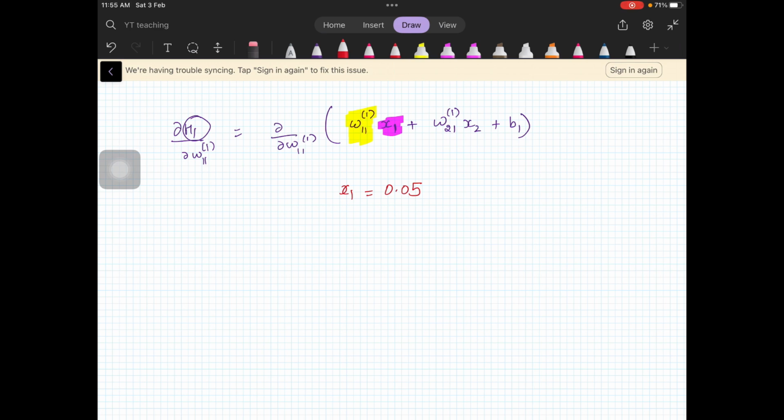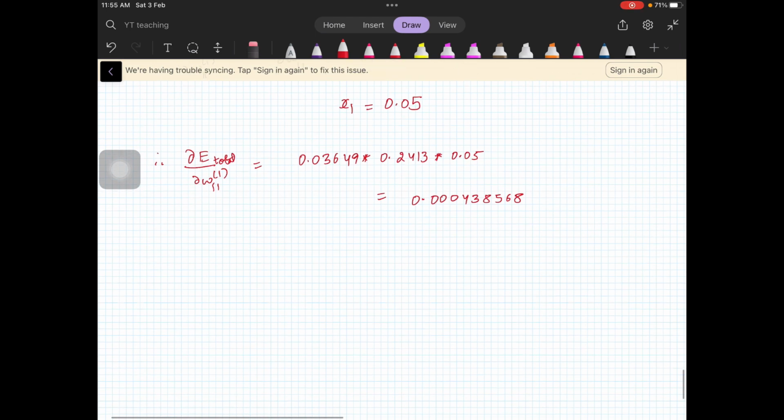Therefore our error, total with respect to W11, is 0.03649. Then the second term is 0.2413, and the third term is 0.05. This comes out to be 0.000438568. Right? Now I will update this weight W11.